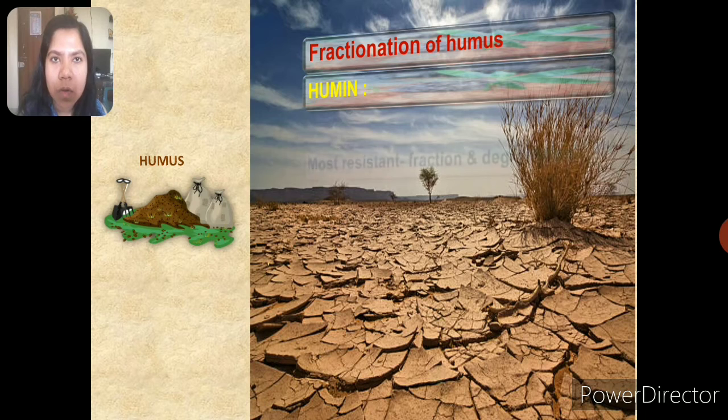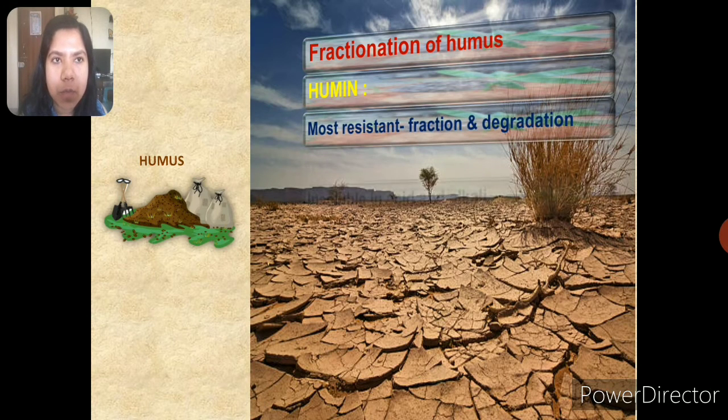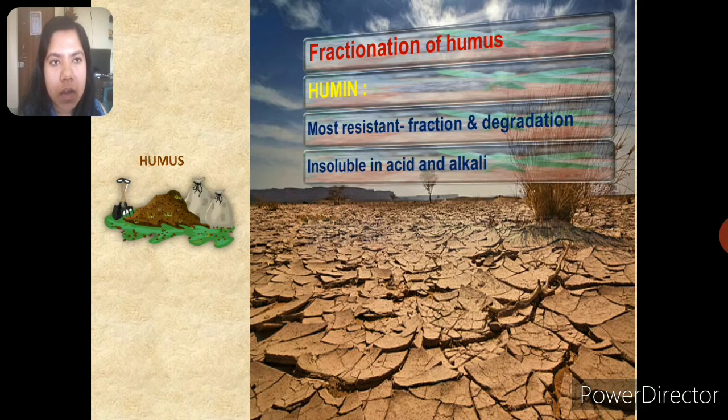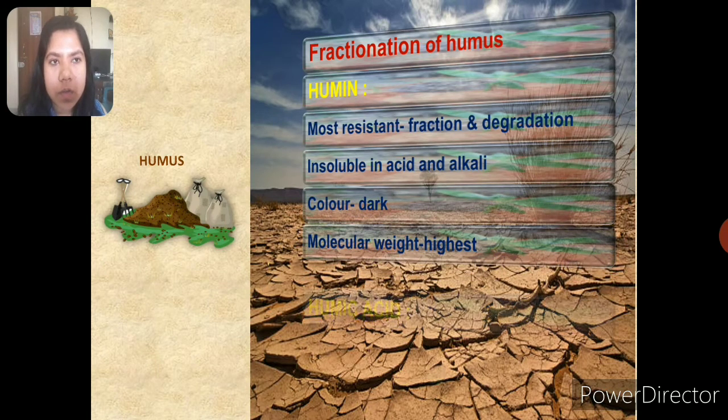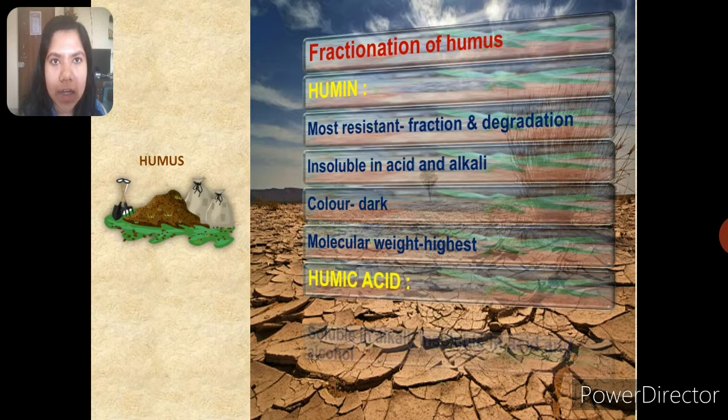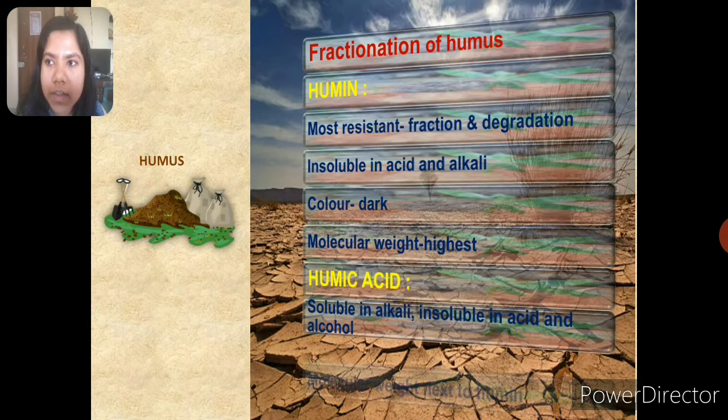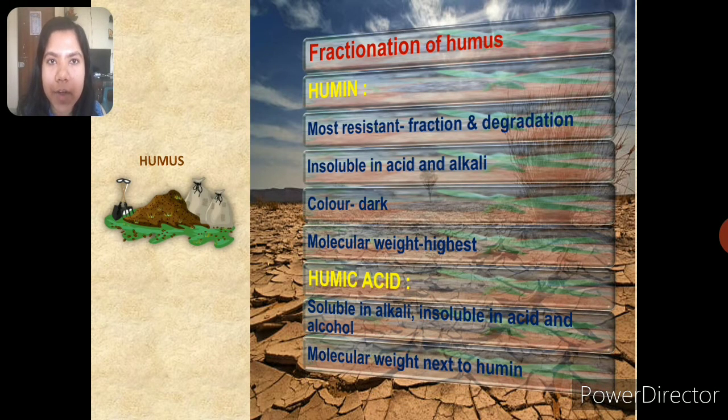The fractions of humus are divided into four types. First is the humin. It is the most resistant fraction to degradation, and it is insoluble in both acid and alkali. Its color is dark. It has the highest molecular weight. Second is the humic acid, which is soluble in alkali and insoluble in acid and alcohol. Its molecular weight is next to the humin.